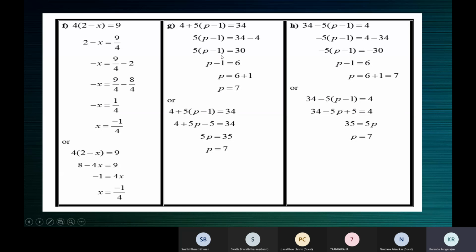Yes, ma'am. When you divide, 5 and 5 will get cancelled. When you divide the RHS by 5, 5 sixes are 30, so we get p minus 1 is equal to 6. Ma'am, and in another step, there is minus 1 with p, ma'am. So it transposes with 6, ma'am, and the minus 1 will be changed into plus 1. So p is equal to 6 plus 1, and then we get the solution as 7. So p is equal to 7, ma'am.